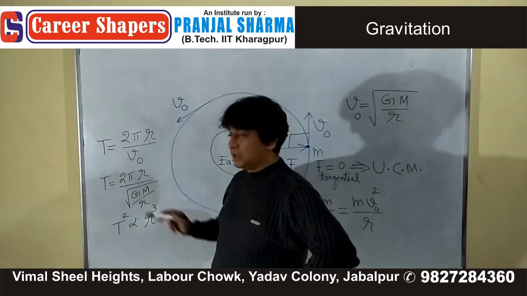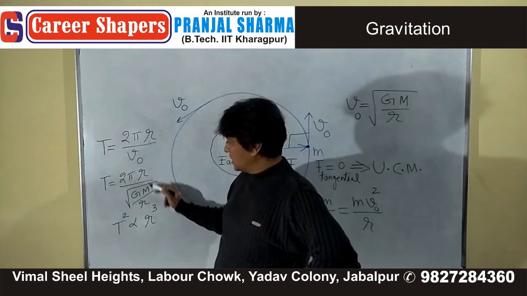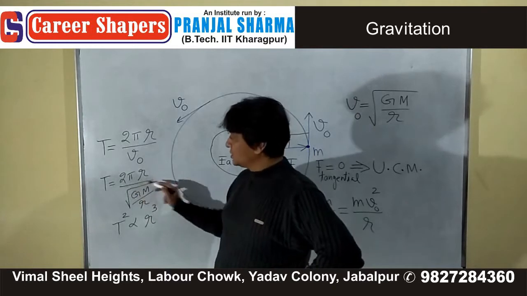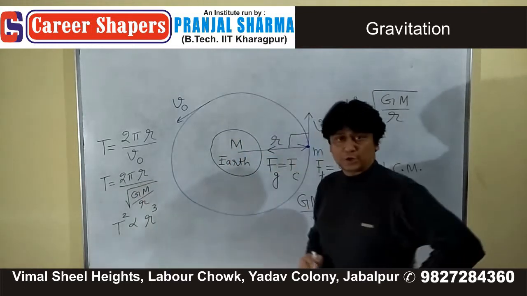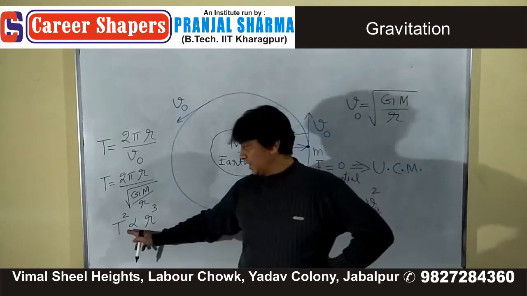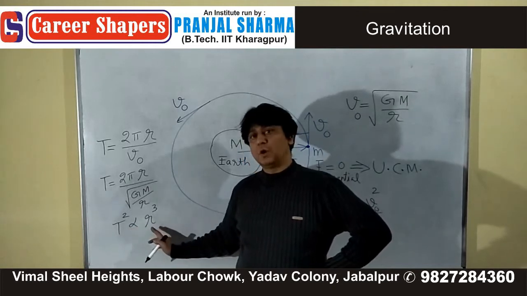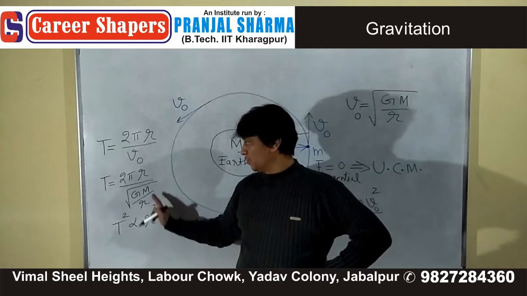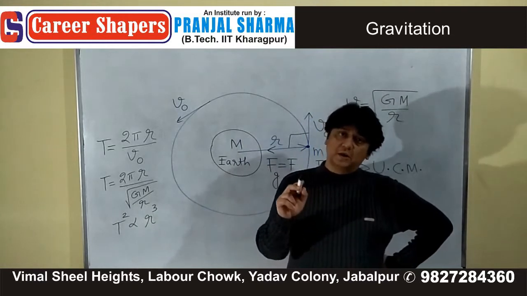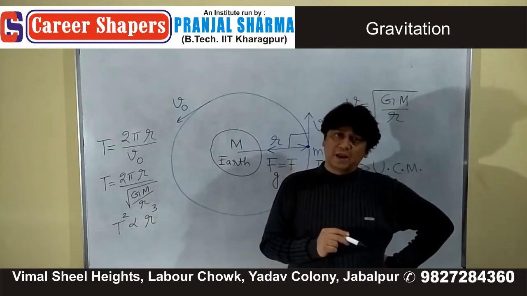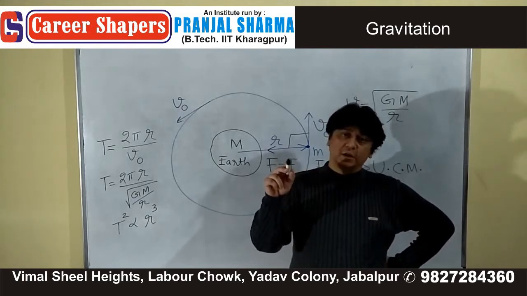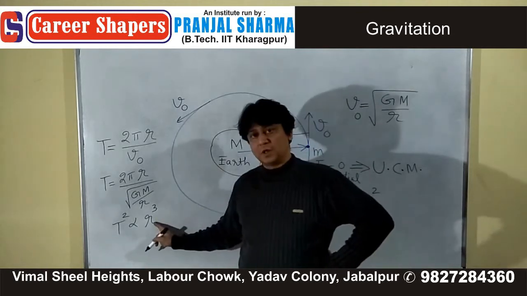G M and 2 pi are constants, and r is raised to the power of half. When you square it, it becomes r to the power of 3, and you get T square proportional to r cube, which you know is called Kepler's third law. Now, when you say that T square is proportional to r cube, it means we took capital M as constant, which means if all the satellites are revolving about the same body, if you consider all of Earth's satellites, you can use this formula.